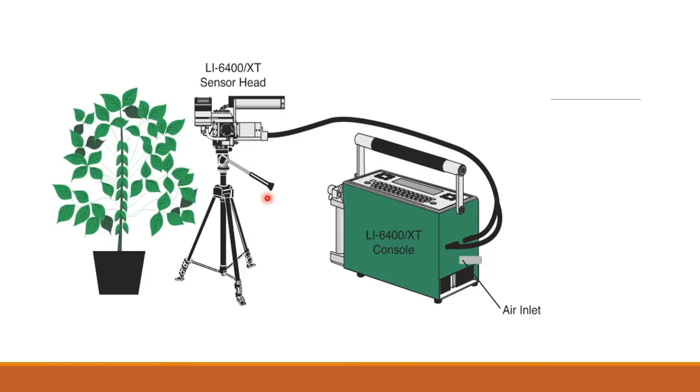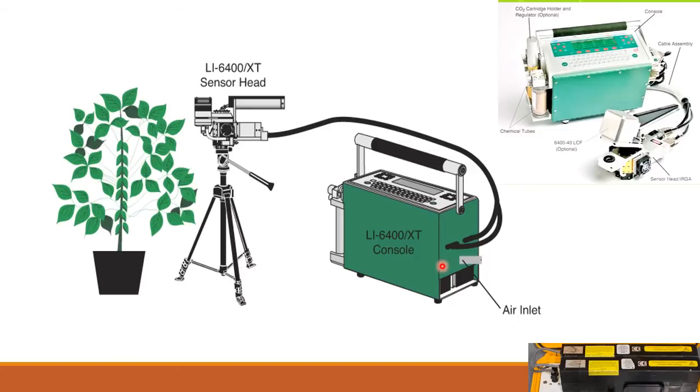LI-COR 6400 is an open system for laboratory or field photosynthesis measurement of leaves. It has two main components, the console and the sensor head. The console is the part where the values are calculated. It has a display and a keypad. On the right hand side of the console, there are sensor head connectors. These are sensor head connectors that connect the console with the sensor head.